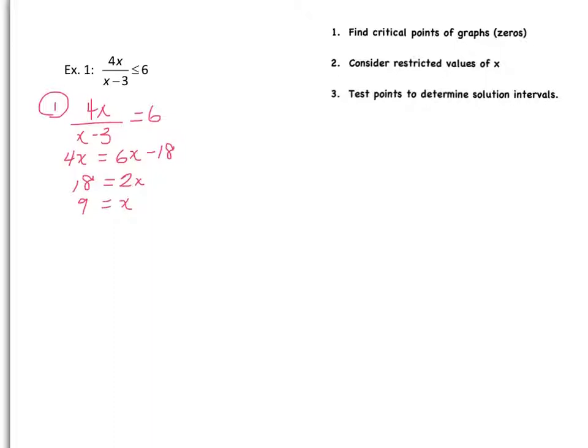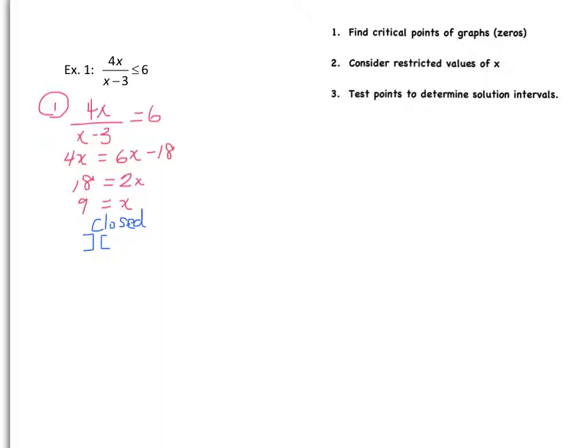Now notice that our inequality has not only less than, but less than or equal to. So we know that at 9 we'll have a closed circle if this were a number line, and in interval notation that's represented by a bracket at 9. So we'll have to look at the fact that 9 is included in the solution.